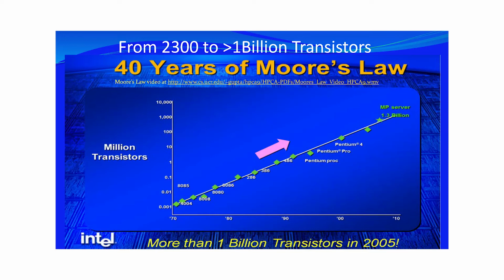So here's the chart of how we got from 2,300 transistors in 1971 with the 4004, which was the first microprocessor, to over 1 billion transistors in 2005.